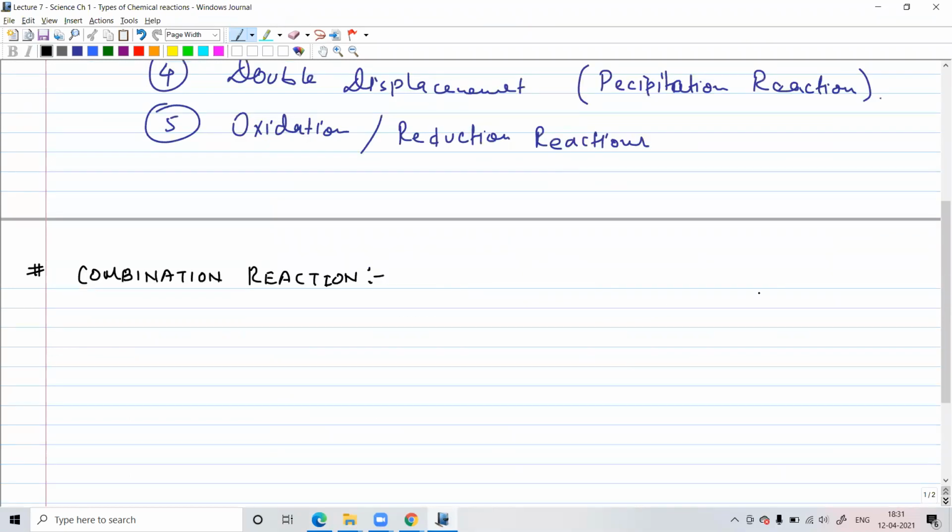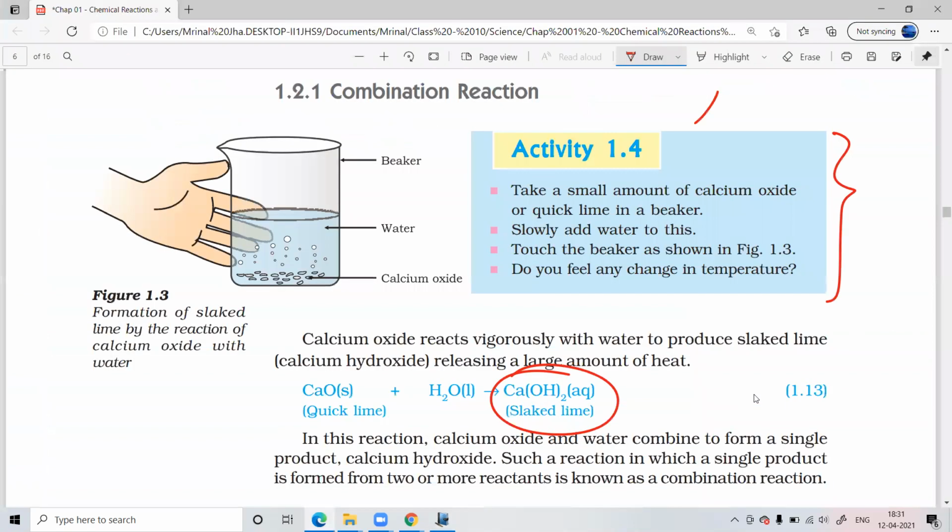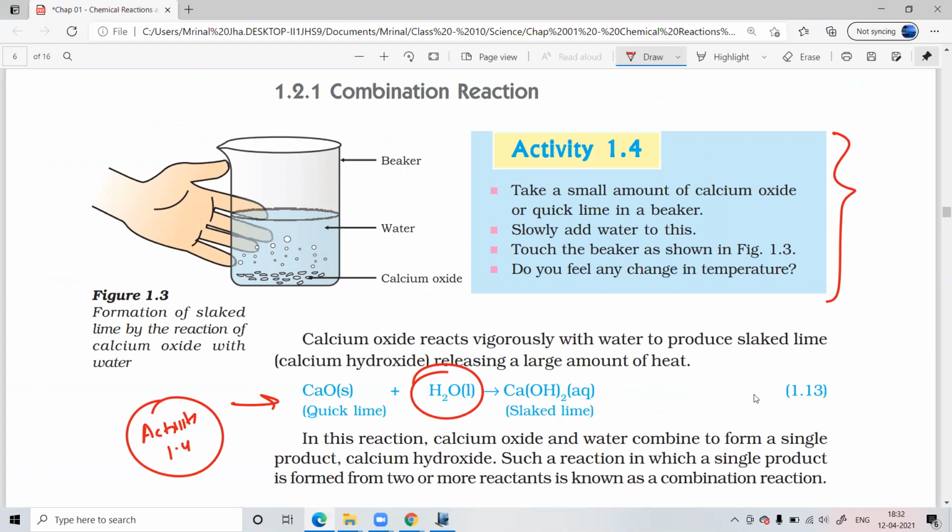So let's write some notes here. Calcium oxide, what is the name? Quicklime. And what is this? This is calcium hydroxide, the product, what you see. So this reaction, what you're seeing, this is your activity 1.4 actually. This reaction is for the same activity over here. So this quicklime reacted with water and it gave you slaked lime, calcium hydroxide.